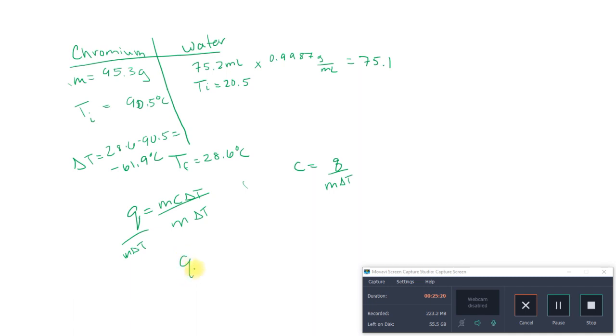And the secret is that the Q of the water is equal to the opposite of the reaction. So here, we'll do a delta T as well.